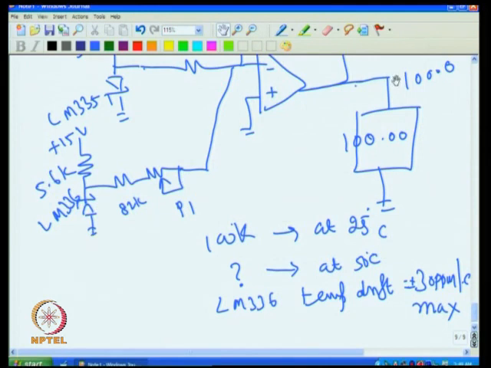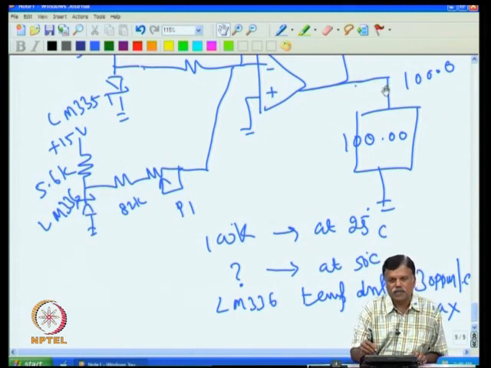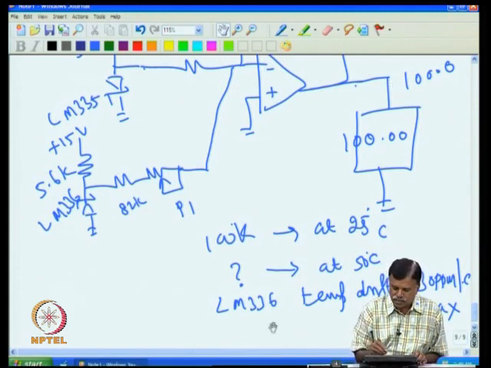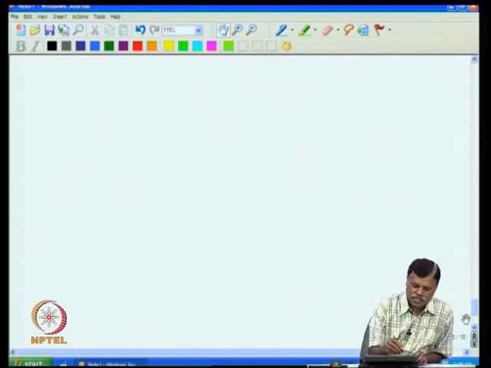Now consider only this LM336, and if this alone is drifting, what is the expected temperature error at the output? Let us calculate this today. This is given as plus or minus 30 ppm per degree C. Now we have to find what the working temperature range is. So we have to decide on the working temperature range.